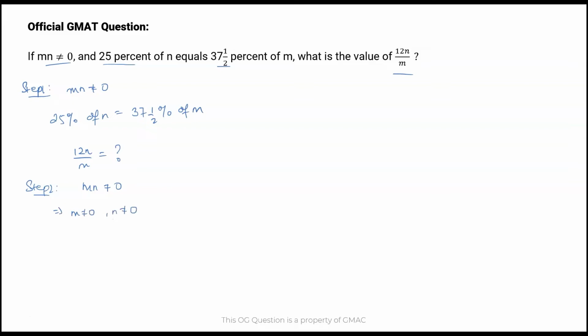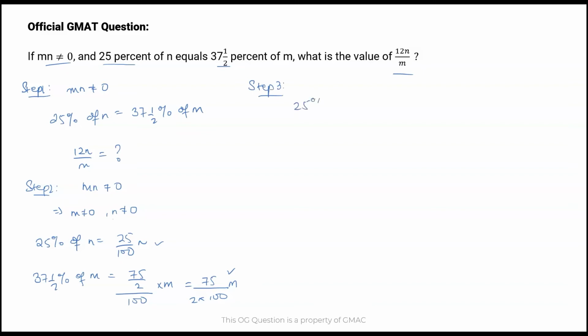Also, we can try and reduce 25% of n into a much simpler form. So 25% of n equals 25 by 100 n, and 37.5% of m can be written as 75 by 2 divided by 100 into m, which is equivalent to 75 by 2 into 100 into m. Now using these two equations, we can solve the problem, which is step 3.